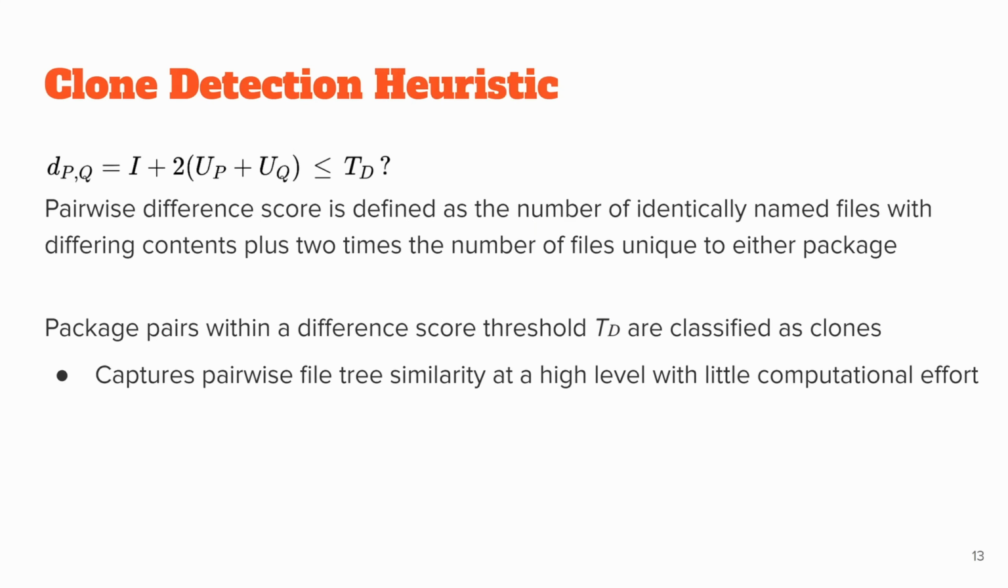Now, I want to describe the clone detector's heuristic in a little bit more detail. The pairwise difference score between two packages is defined as the number of identically named files with differing contents, plus 2 times the number of files unique to either package. And then package pairs within a given difference score threshold are classified as clones. This heuristic captures pairwise file tree similarity at a high level with low computational effort.